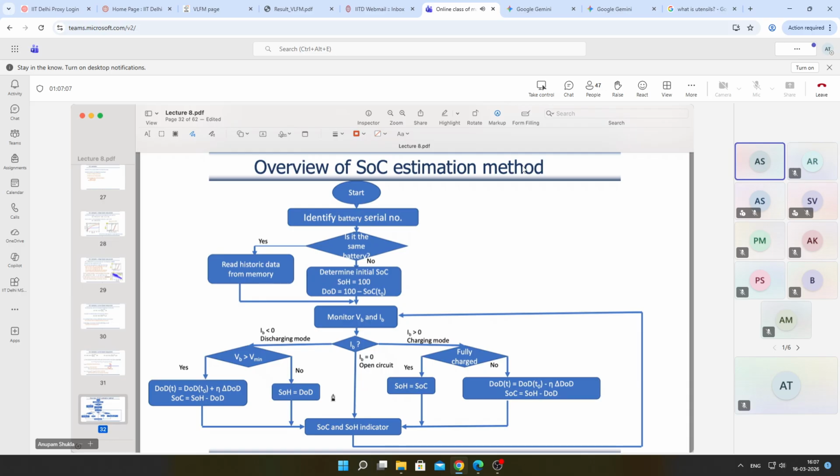Okay, so that's left as an exercise for you. If, on the other hand, the current is flowing from the battery, and also the voltage of the battery is greater than the minimum cutoff voltage, then it will calculate the depth of discharge at time t, that is the updated time, from the depth of discharge that it has calculated at the previous time instant, multiplied by eta times delta DOD.